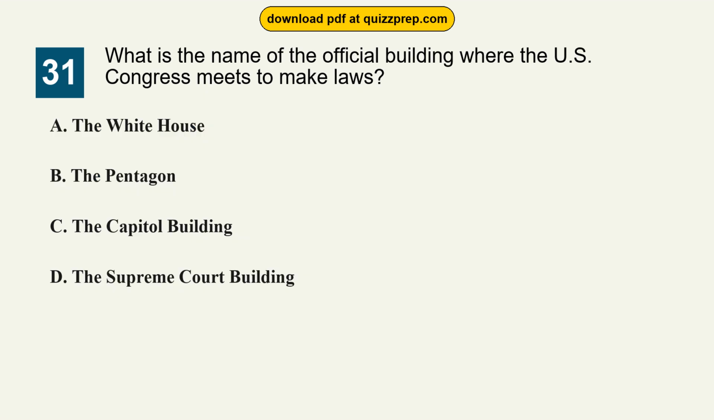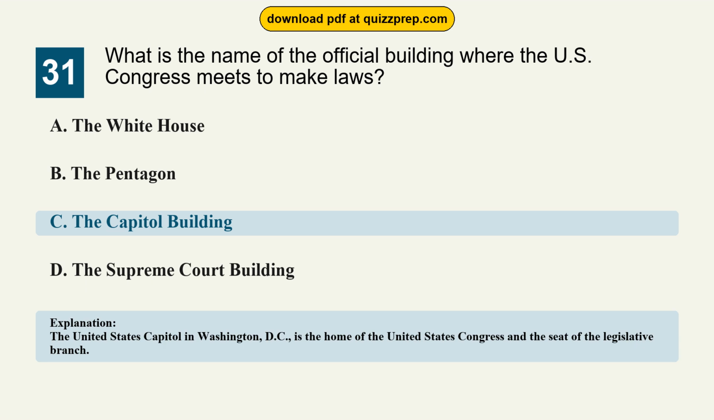Question 31. What is the name of the official building where the U.S. Congress meets to make laws? Option A. The White House. Option B. The Pentagon. Option C. The Capitol Building. Option D. The Supreme Court Building. The correct answer is option C. The Capitol Building. The United States Capitol in Washington, D.C., is the home of the United States Congress and the seat of the legislative branch.